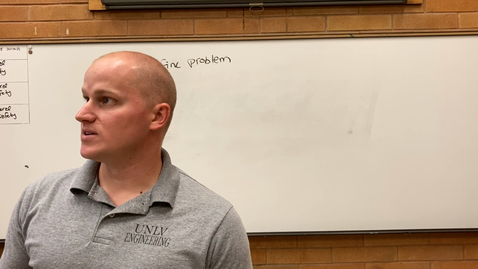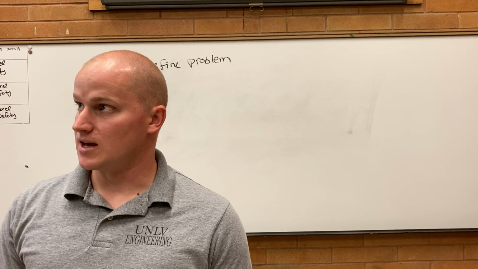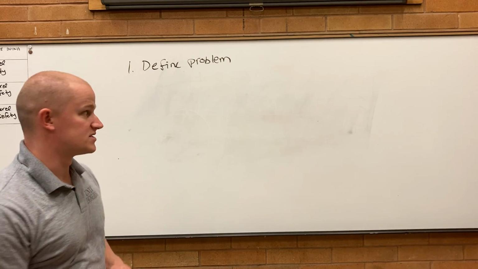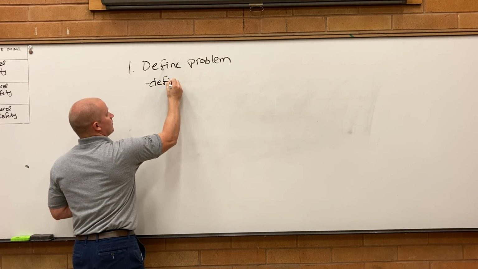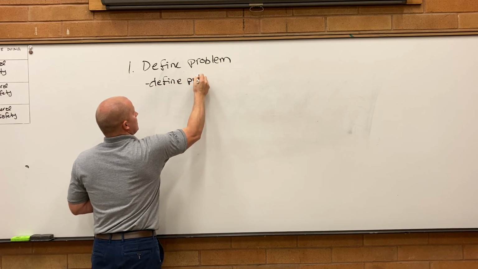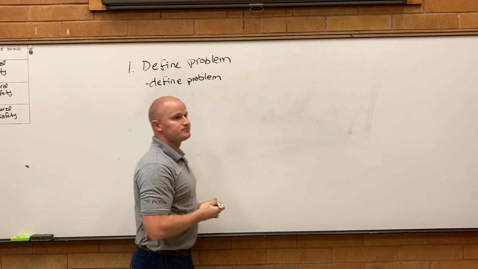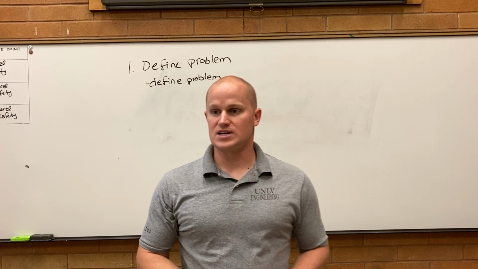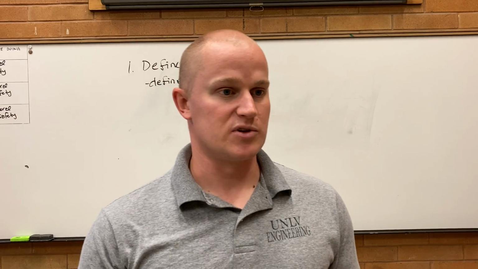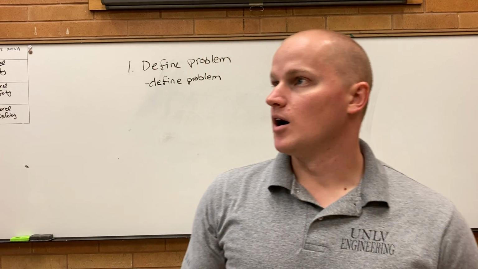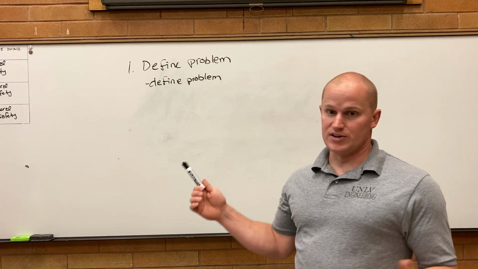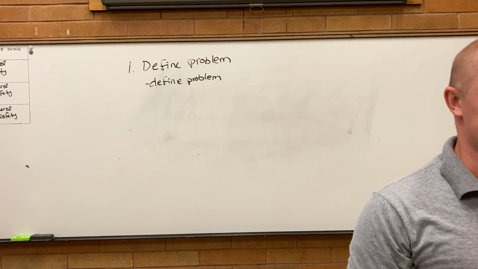So if I were going to try and define that problem that I just gave you in one sentence, I would probably say, okay, I've got to build the tallest tower possible. I think that's probably the simplest way to define the problem. You guys are going to build the tallest tower possible. But just saying that doesn't really fully explain what we're doing.